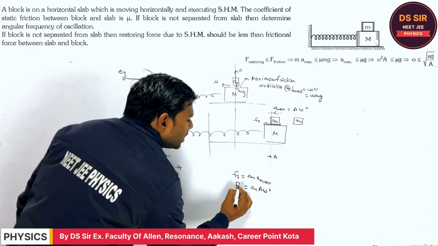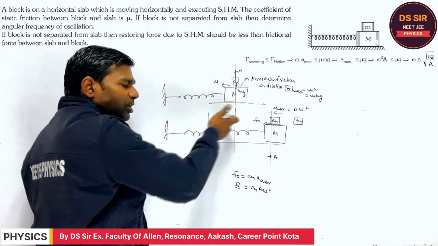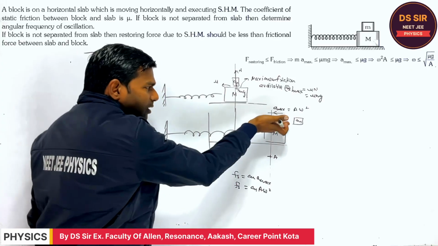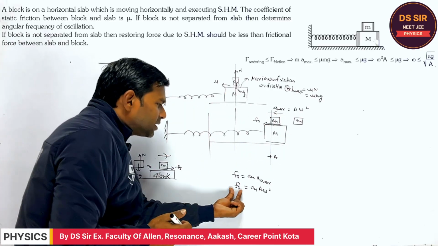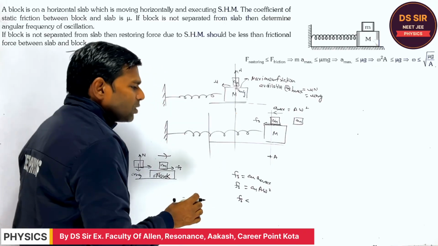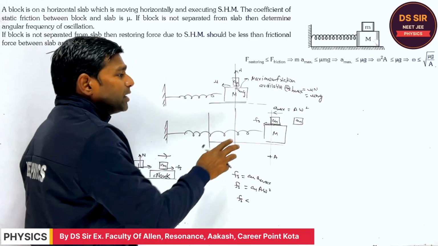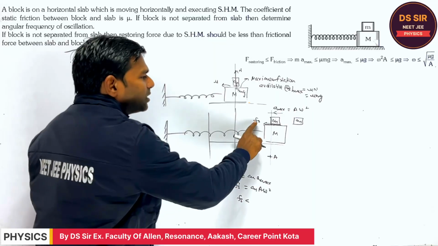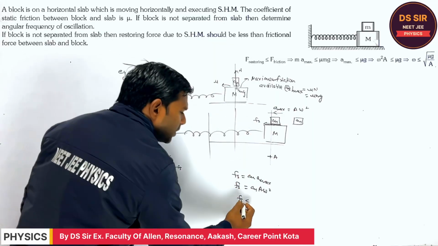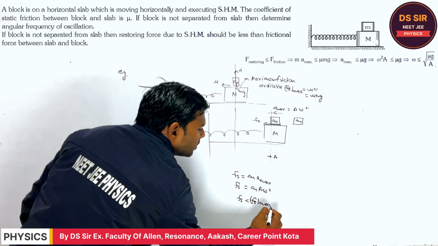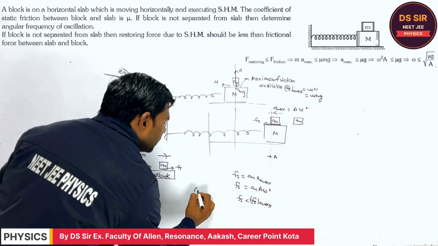This is the static friction which is acting on this block by the lower plank in this direction. And what is the condition so that it does not slip? The condition is that this static friction must be less than the available maximum friction. What is the condition?